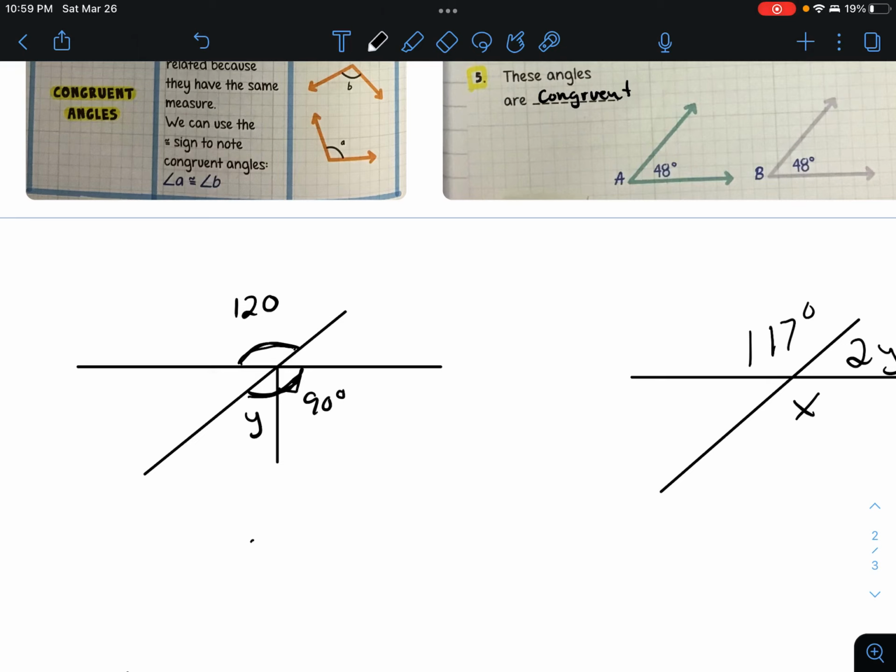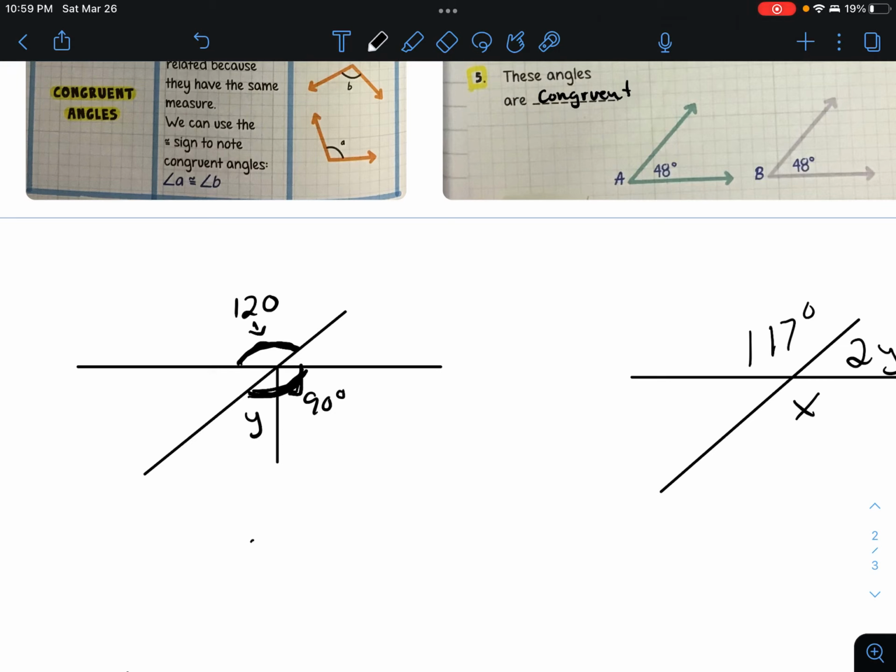So we know that these two angles, that one, it tells us is 120. This one also has to be 120 because those are vertical angles. They're crossed from two intersecting lines. So now we need to find what y equals.